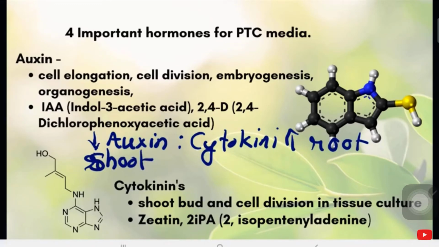Hence, as we know that these are very much susceptible to the outside environment, they get degraded, so we have to use the chemical analogs of them. For example, to utilize auxin, we have to use indole-3-acetic acid or 2,4-D, and as the chemical analog of cytokinin, zeatin.